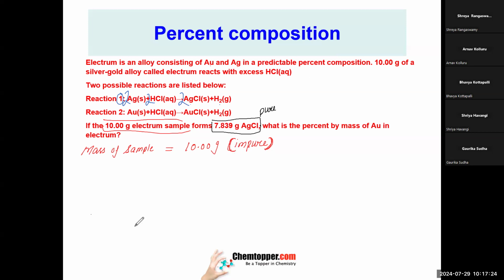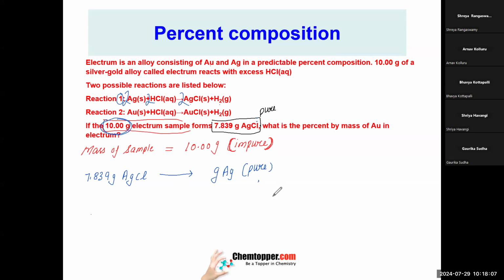So the equation is balanced. So how much is AgCl? 7.839 grams of AgCl, which is pure. It's a pure compound. From these grams of AgCl, what can I calculate? Can I calculate grams of silver? Yes or no? And give me the method. I can calculate grams of pure silver present in this 10.0 grams of the alloy. I can easily calculate this.